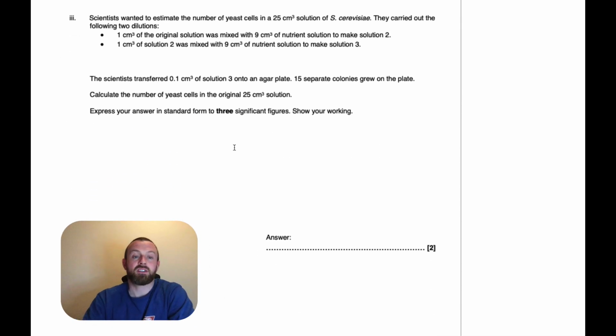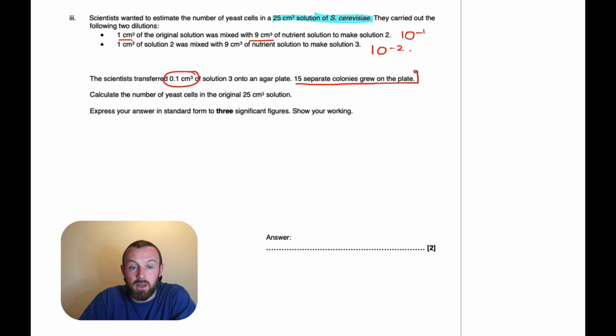Okay, here it says scientists wanted to estimate the number of yeast cells in a 25 centimetre cubed solution of S. cerevisiae. They carried out the following 2 dilutions. 1 centimetre cubed of the original solution was mixed with 9 centimetres cubed of nutrient solution to make solution 2, so that's 10 to the minus 1. And then 1 centimetre cubed of solution 2 was mixed with 9 centimetres cubed of nutrient solution to make solution 3, so that's 10 to the minus 2. The scientists then transferred 0.1 centimetre cubed of solution 3 onto an agar plate, and 15 separate colonies grew on the plate.